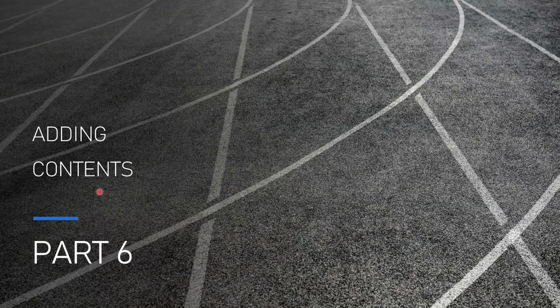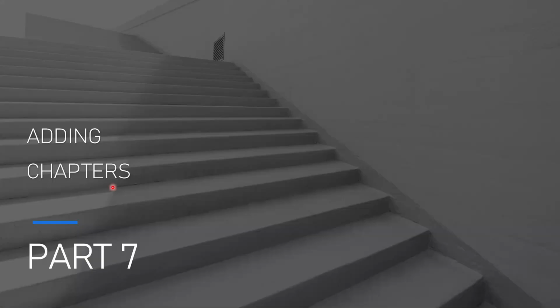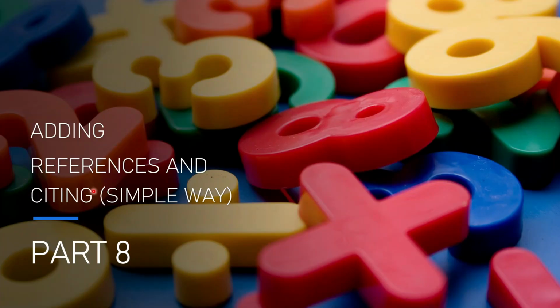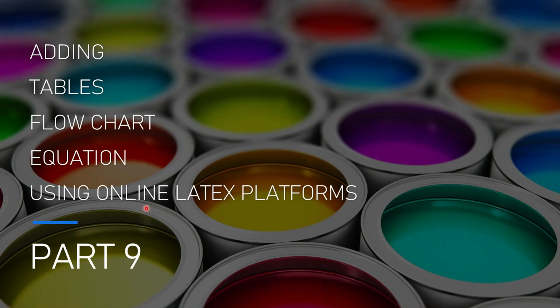Part 6 is generating the automatic contents of the report, which consists of list of figures, list of tables, and auto updation of the content sheet when you add the chapters, tables, or figures in the chapters. Part 7 is about adding the chapters. Part 8, we are going to learn how to add references and a simple way to cite them.